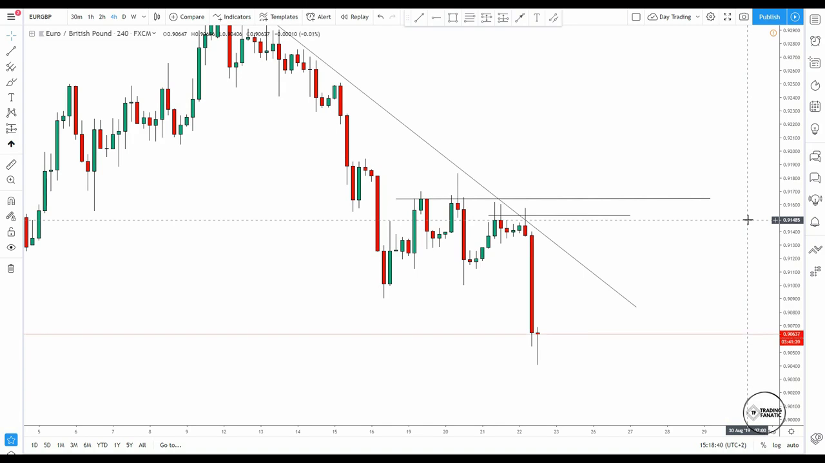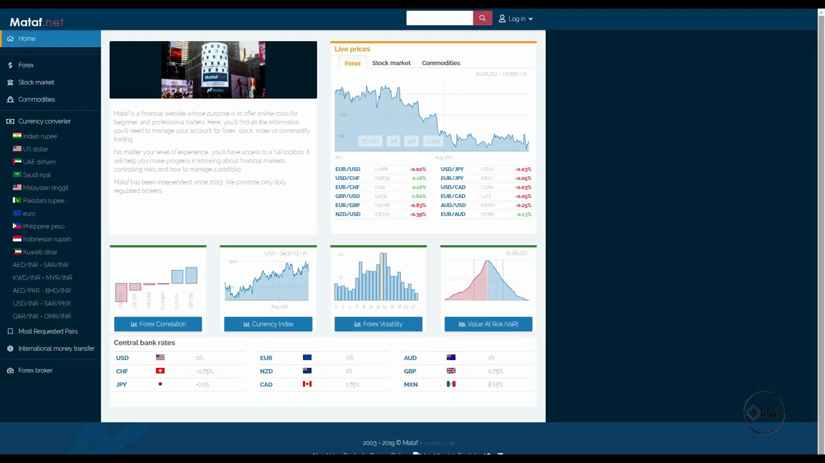Let's have a look at my next tool. Okay, so the next website I personally use is called Mataf.net. I hope I pronounce it correctly. So at this website we have a lot of tools. As you can see, we have Forex, stock market, and commodities as well, currency converters, and many other things. So what are we focused on? This will be the website when you enter it for the first time.